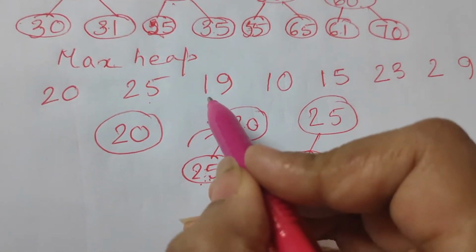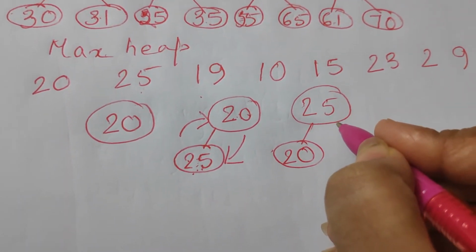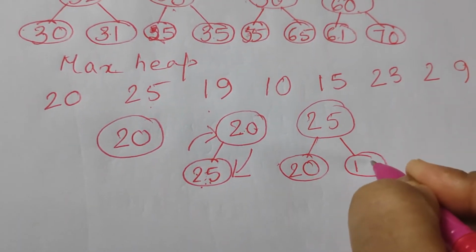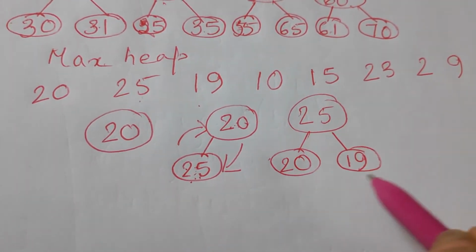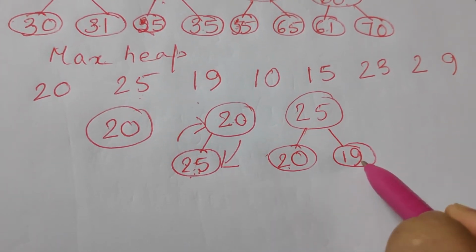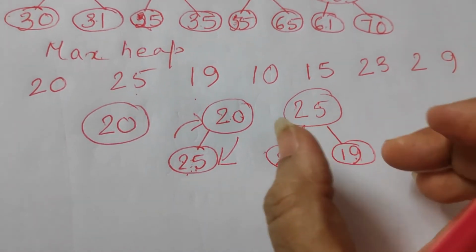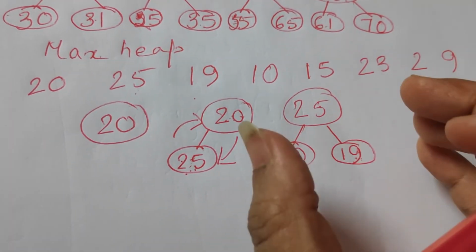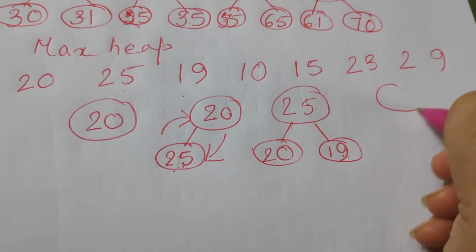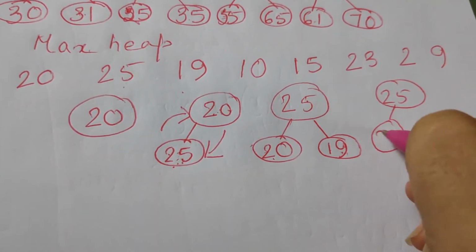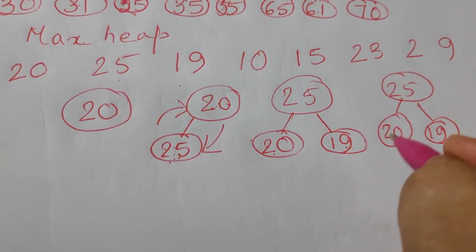Clear? Then comes 19. So going forward with the rule of complete binary tree, 19 should become the right child of 25. Now when 19 becomes right child of 25, if we look at this tree, 20 and 19 both have values which are less than 25. So it is catering to the rule of max heap. So this is fine. Then comes the node 10. So according to the rule of complete binary tree, we should always start inserting from the left hand side.